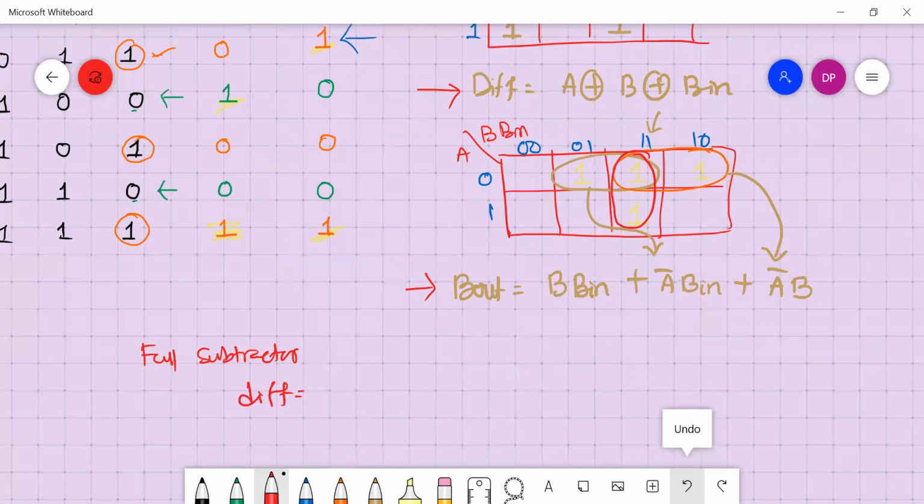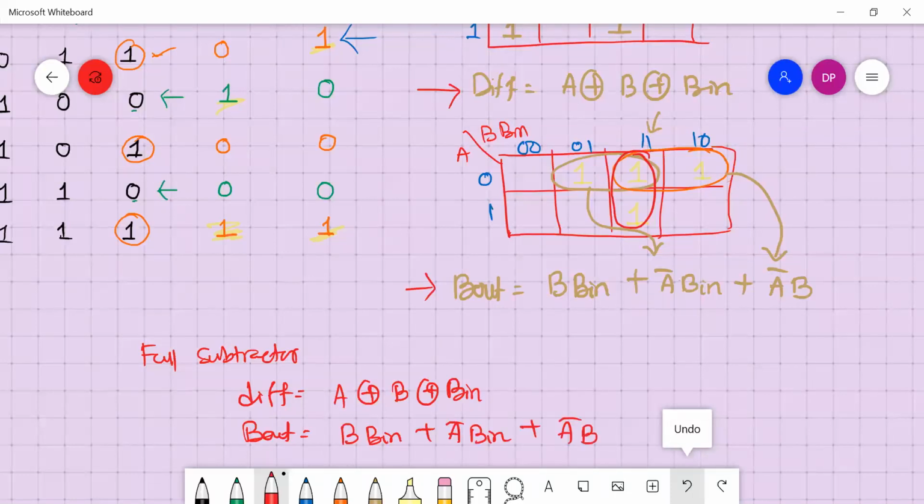The difference can be mathematically written as A XOR B XOR previous borrow, and the output borrow is equal to B input previous borrow plus A complement previous borrow plus A complement B, right? So if you get a derivation of how to do it, you can do this nicely. By taking this logic of full subtractor and half subtractor into account, let's design today a 4-bit parallel subtractor.